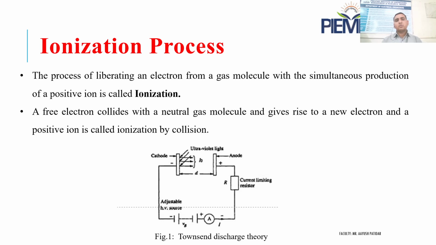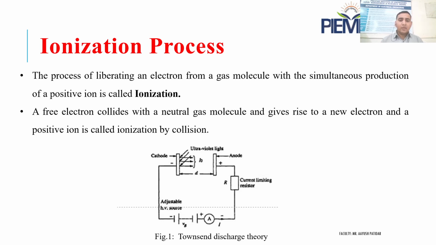One process we call the ionization process: it is the liberation of an electron from a gaseous molecule with simultaneous production of a positive ion. As we say, when an electron is liberated from an atom, the atom acts as a positive ion. So this is the process of ionization. One method of studying it is called the Townsend discharge theory.